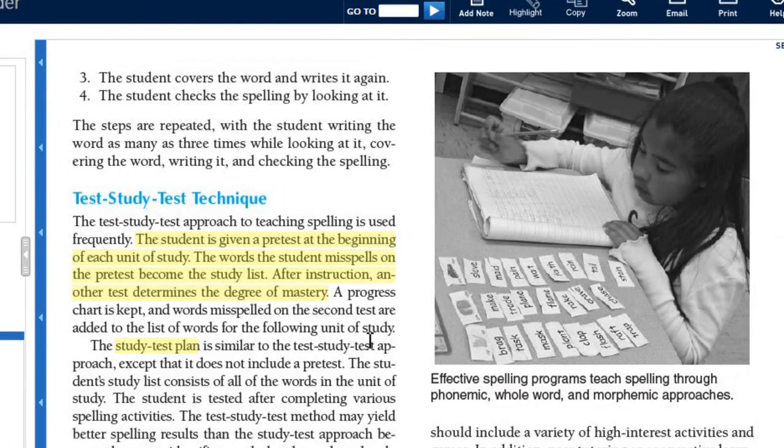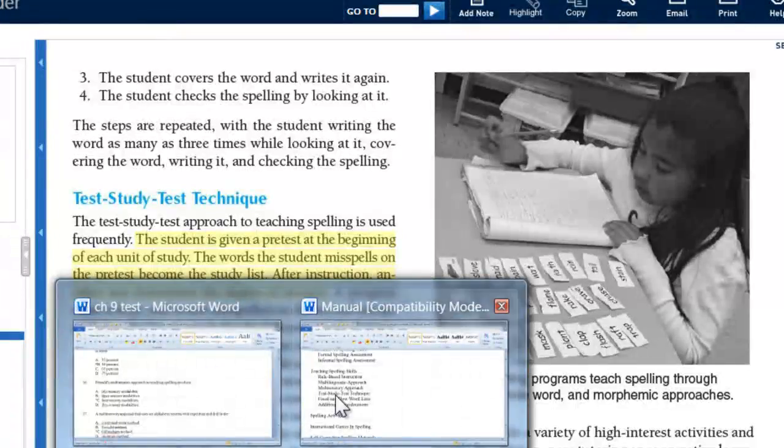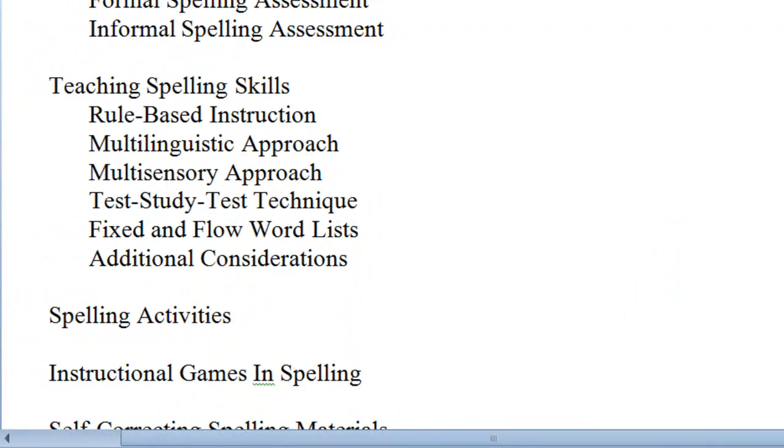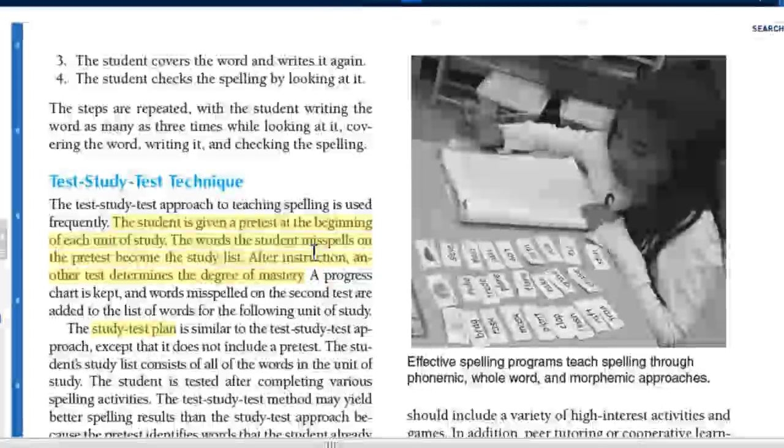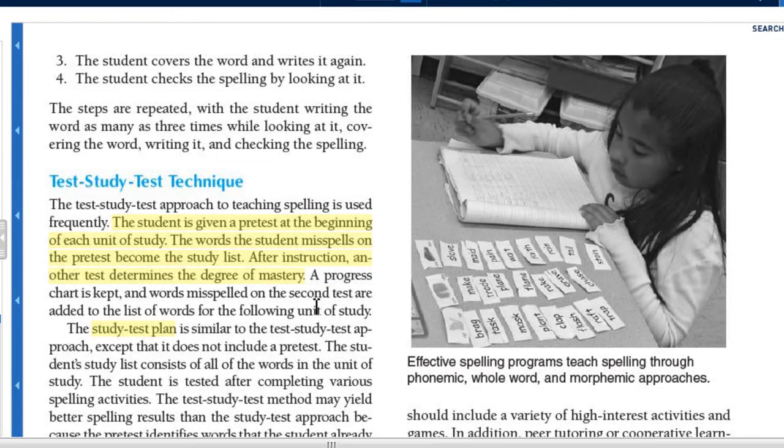Then we jump to the next method as we go down this list: the test, study, test. And this sounds so familiar to me because this is not only the way I was taught, it's the way I taught. The student is given a pre-test. You had pre-tests when you were studying spelling. Pre-test at the beginning of each unit of study, and generally that's each week. The words the student misspells on the pre-test become their study list. That's their study spelling words for that week.